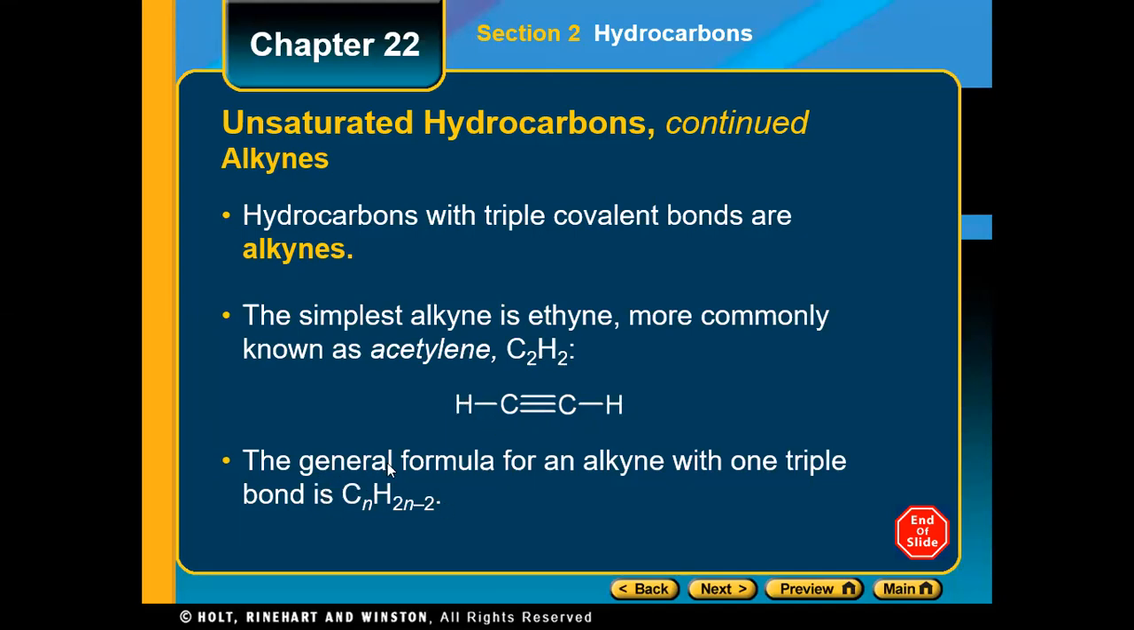Therefore, the general formula is this: CnH2n-2. You take the number of carbons that you have, double that number, and then subtract 2. So if I tell you, for example, hexyne, how many hydrogens do you expect to have? The hexyne, how many carbons do you think it is going to have?